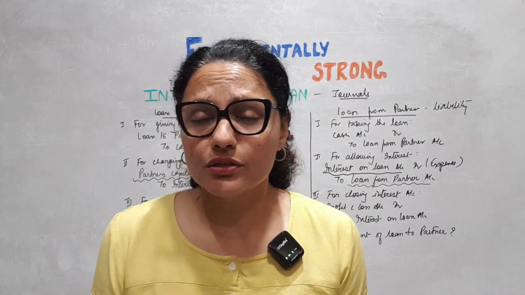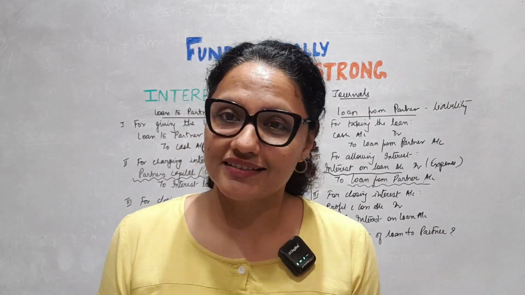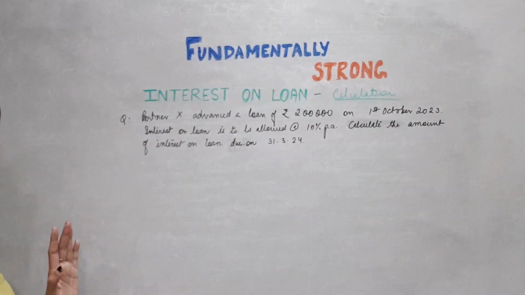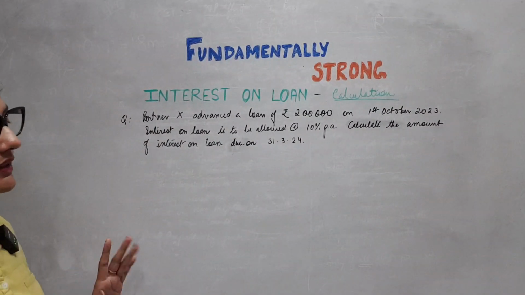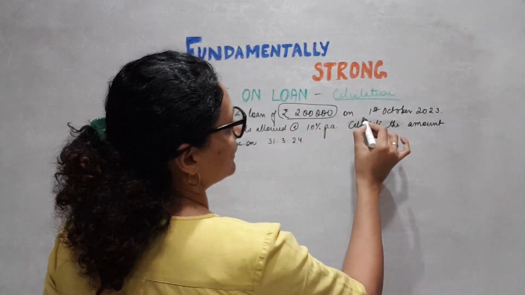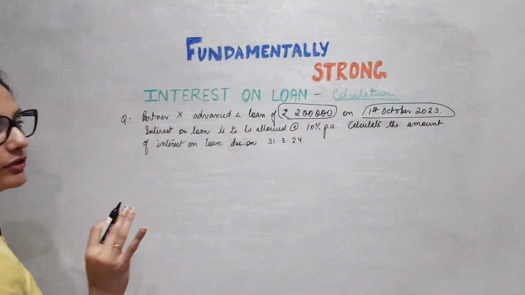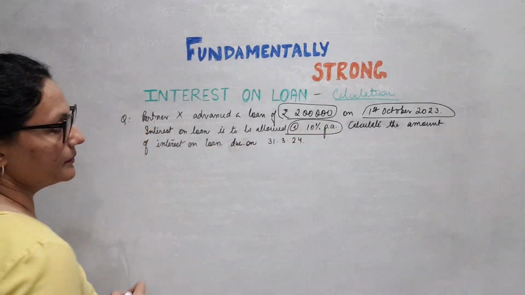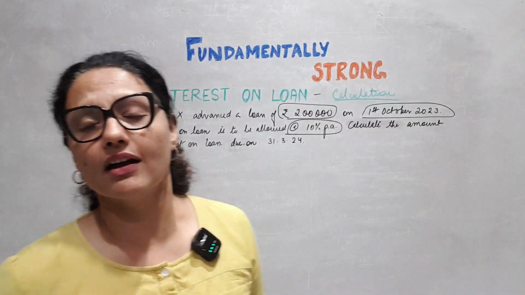Now we will move on to calculation of interest on the loans. Okay, so a small tiny mini sum for you. Partner X advanced a loan of 2 lakhs on 1st October 2023. The date is given here. Please understand the amount, the date of the loan, that is the time period, and interest on loan is to be allowed at the rate of 10% per annum, the rate. All three are very important.